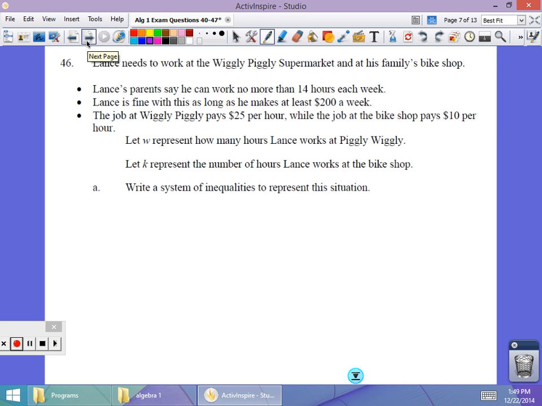Number 46. Lance needs to work at the Wiggly Piggly supermarket and at his family's bike shop. His parents say that he can work no more than 14 hours each week. He's fine with this as long as he makes at least $200 a week.